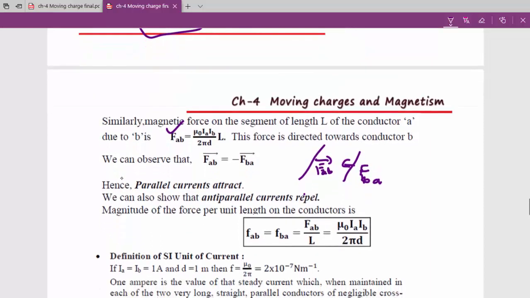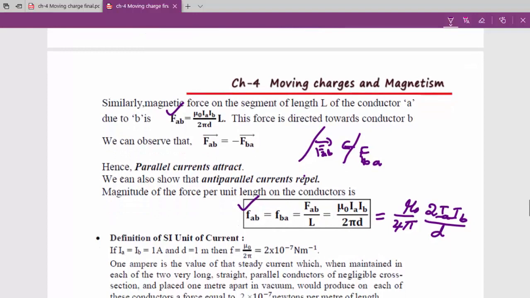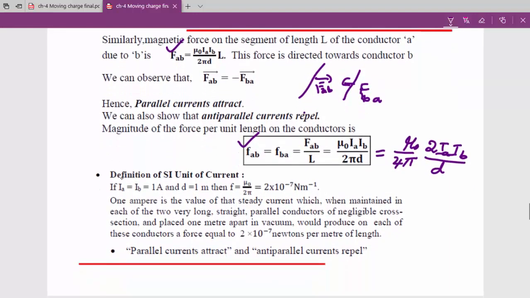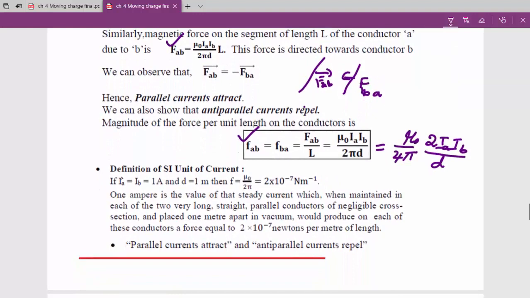See, you can see finally the force per unit length formula. This is what? Force per unit length means F_AB by L or F_BA by L. Both are the same. In the formula, L will get cancelled. So mu naught by 2 pi, I_A I_B divided by D. You can also write mu naught by 4 pi, then I will write one more 2 here, 2 I_A I_B divided by D. This is another formula for force per unit length, not force. Using this force per unit length, you can define the ampere also.